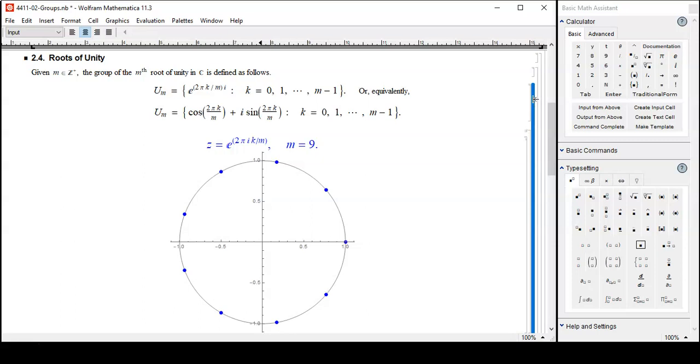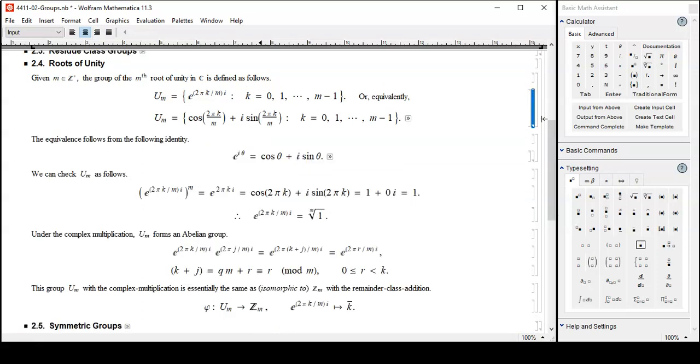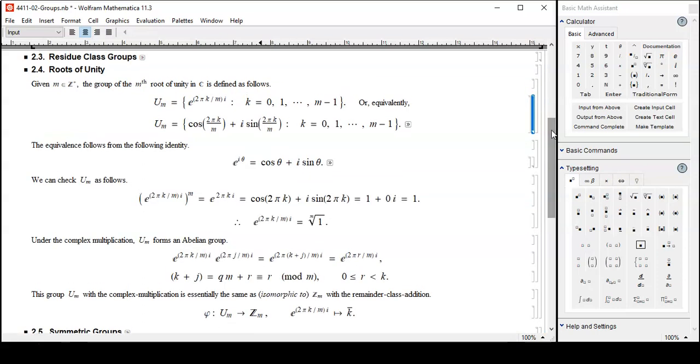I think I made my point. So we get all these along a unit circle, and a special case k equals 0, then we have a real number, otherwise all complex. Now, why are they called roots of unity? Well, that's because of this.